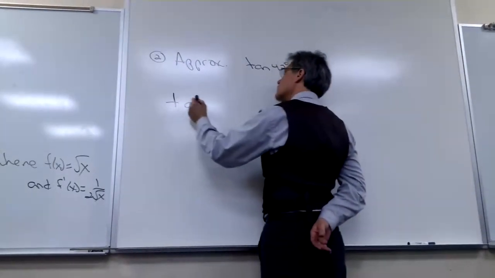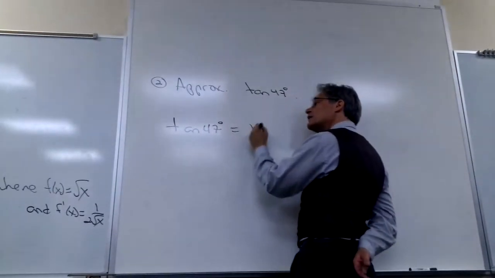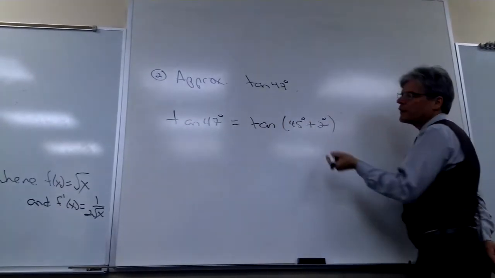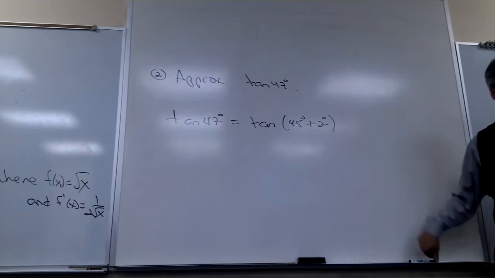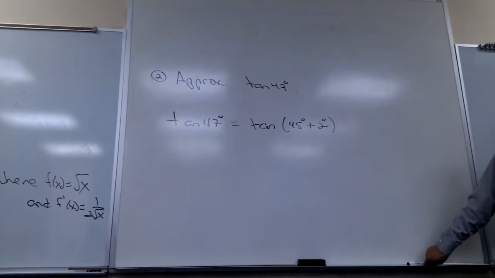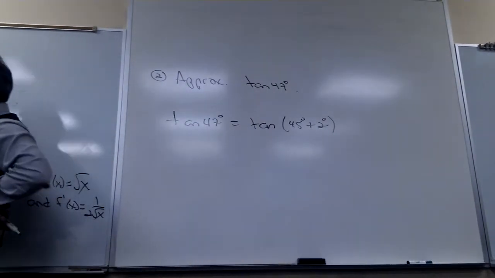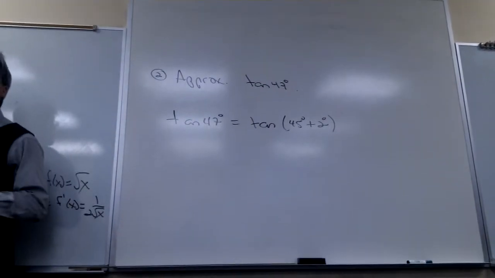I think I can think of the tangent of 47 degrees as nothing more than the tangent of 45 degrees plus 2 degrees. I only chose 45 degrees because it's an angle with which I'm familiar in terms of my tangent functions. I'm lazy. Just like over there, I rewrote 51 as 49 plus something because I'm familiar with the square root of 49.